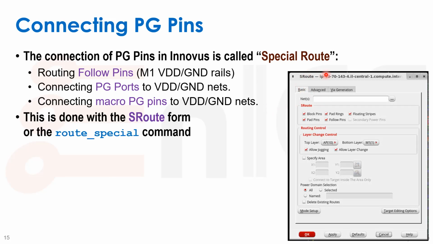So we have this SRoute form, and you see all those different options or types that you run with the route special command: block pins, pad rings, floating stripes, pad pins, follow pins, and secondary power pins. And you should probably run them one by one and not all together, so you can make sure that each of them did its job very well.